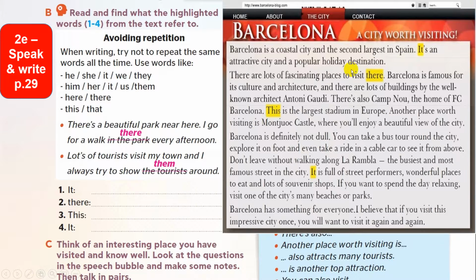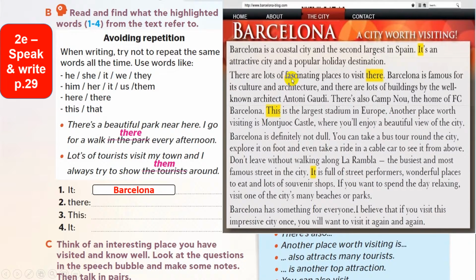Yeah? How can I give the answer? I should go back and read it from the beginning of the sentence. I have here Barcelona is the coastal city and the second largest in Spain. So it refers to Barcelona, that's right. Then I have here in the second paragraph the word there. What do you think? Again, go back to the beginning of the sentence. Read the sentence and try to find the answer.